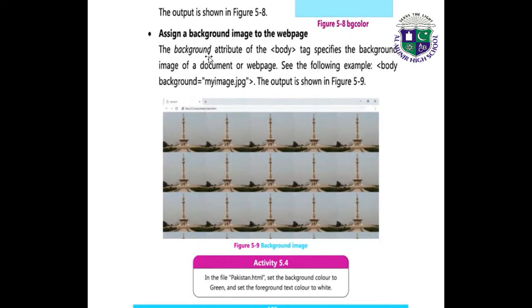Assign a background image to the web page. The background attribute of the body tag specifies the background image of a document or web page. See the following example. Body background equals myimage.jpg. The output is shown in figure 5.9.